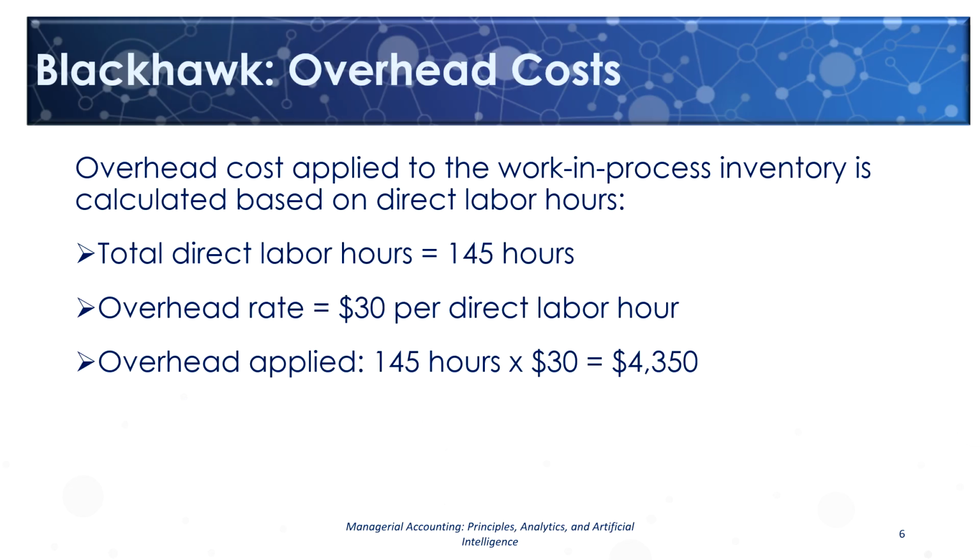Now we calculate overhead. Overhead is applied on a direct labor basis. Direct labor hours on this job are 145 hours. The overhead rate is $30 per direct labor hour. So, overhead applied equals 145 hours times $30 per direct labor hour, the predetermined overhead rate. That equals $4,350 of overhead applied to production.